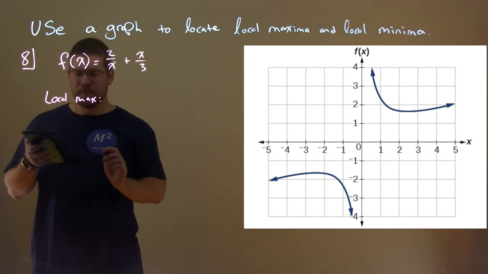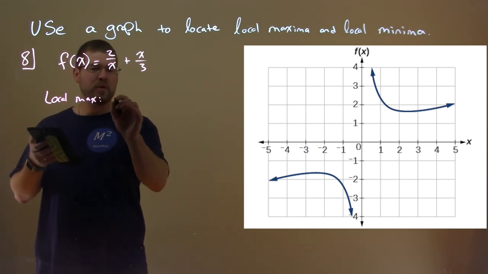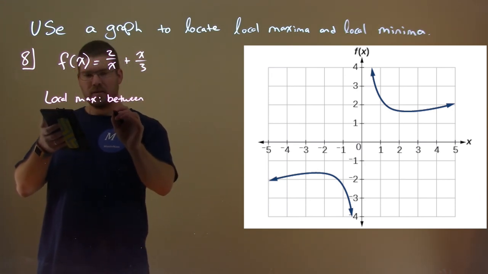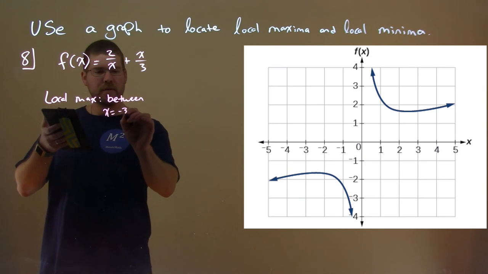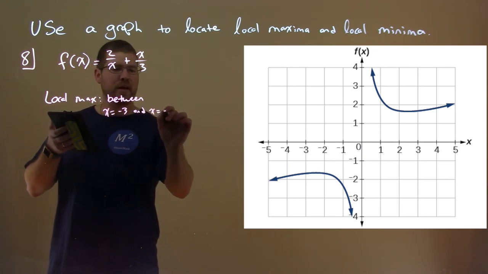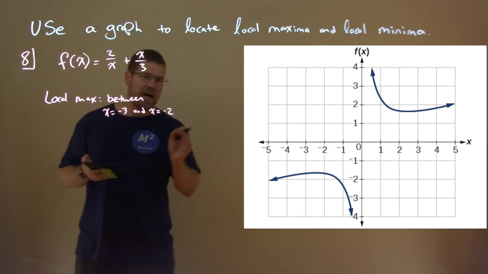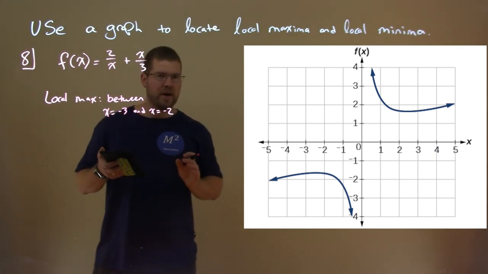Local maximum, right? Local max there. And that's somewhere between x is negative 3 and x equals negative 2. And sometimes for our graph, we can't visually see exactly where it happens. We know it's somewhere there.